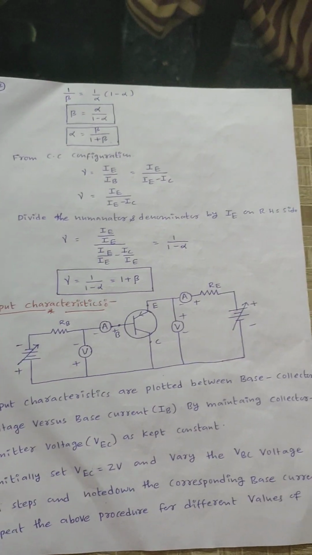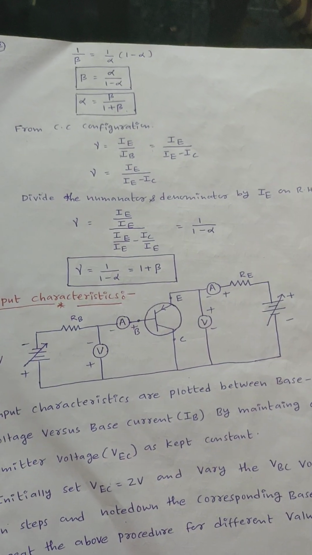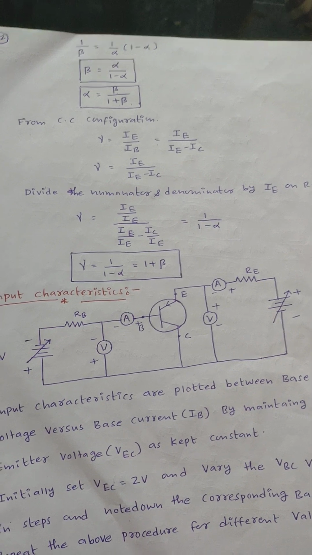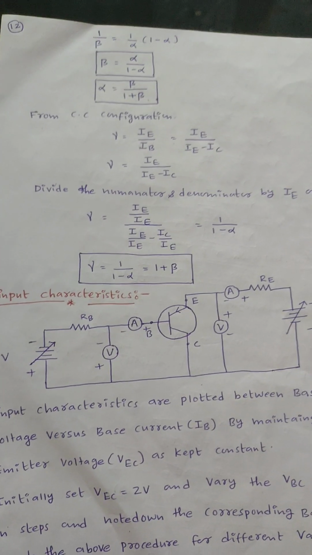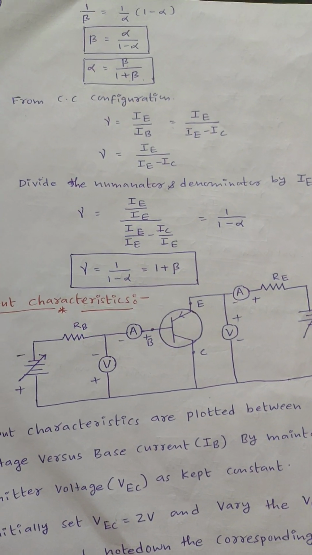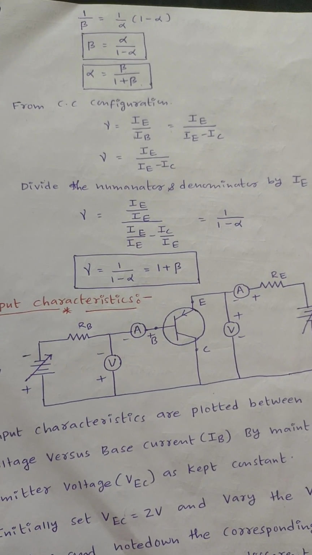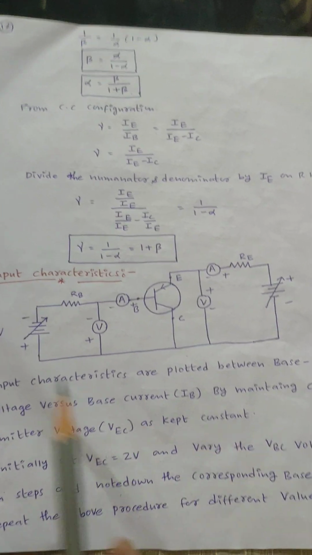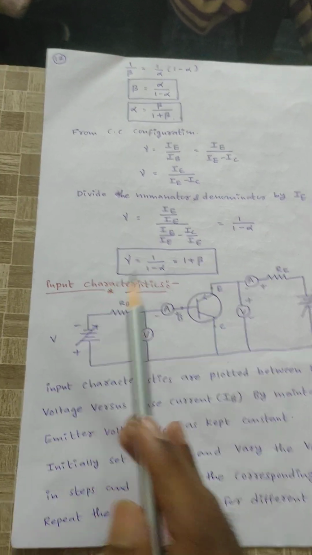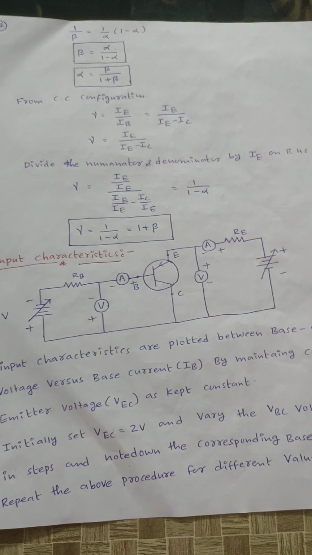Okay, that is about the relationship between alpha, beta, gamma. All these three are the current amplification factors in case of common base configuration, common emitter configuration and common collector configuration. Now we will discuss the input and output characteristics of common collector configuration.